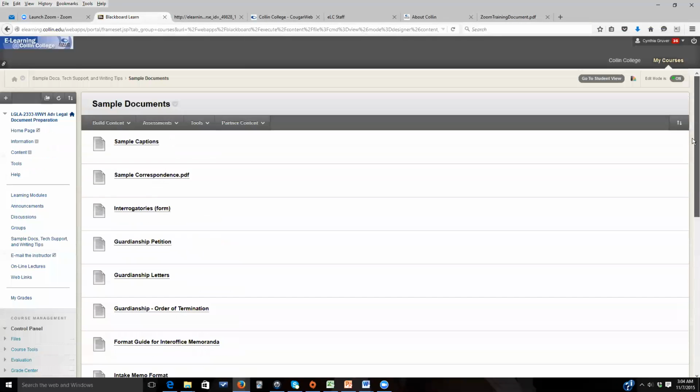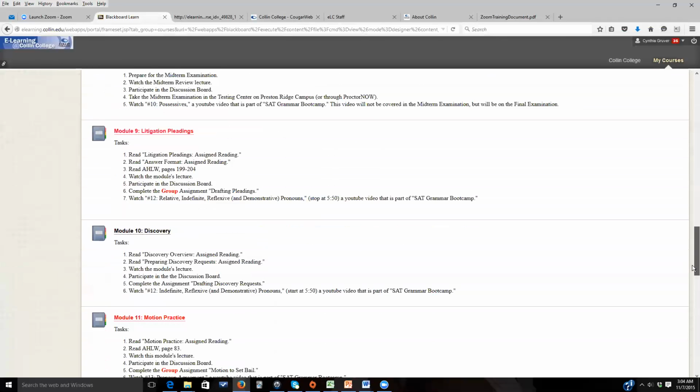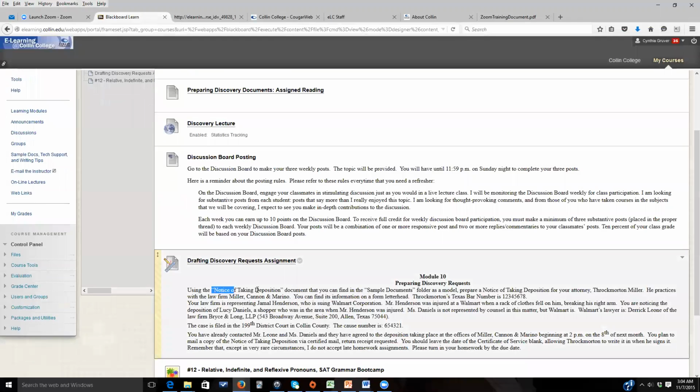Okay, so we found that address. Now we're going to go back to our learning modules. Go down here to 10. So again, we have found our example document. We found the address for Miller, Cannon, and Marino. And we've also gotten Mr. Miller's bar number. So those are some important pieces of information we'll want to use in our notice of taking deposition.